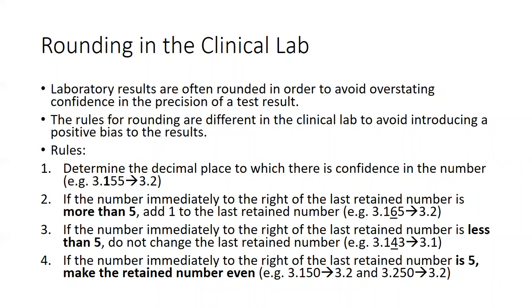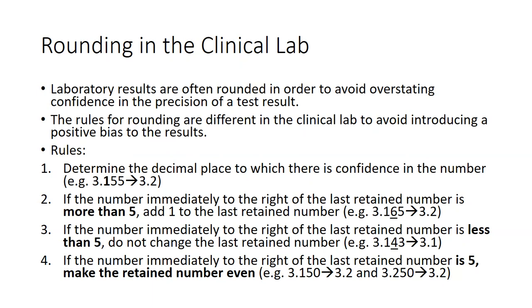And then we have different rounding rules in order to prevent positive bias. Because if we always rounded up when a number ended in 5, then all those numbers that are on the border would always be rounded up, and that would introduce a positive bias. So the first thing we do in the clinical lab is to determine how sensitive or precise you think the method is, so where the confidence is in that number. For an example, the number that came immediately out of our calculator was 3.155. We're only confident to 1 decimal place, so we're going to round that to 3.2.